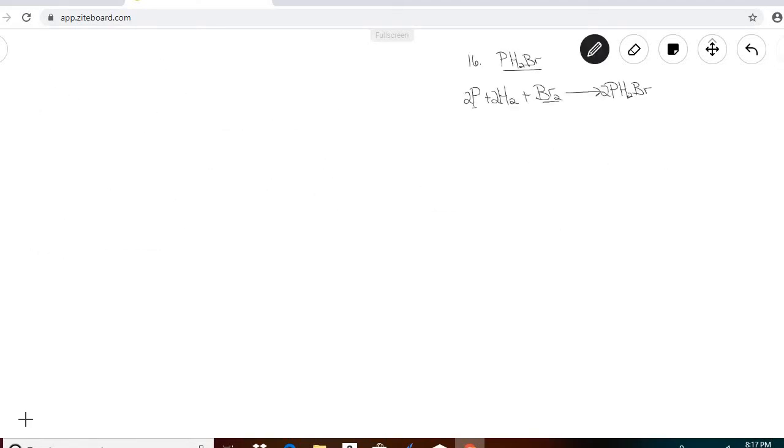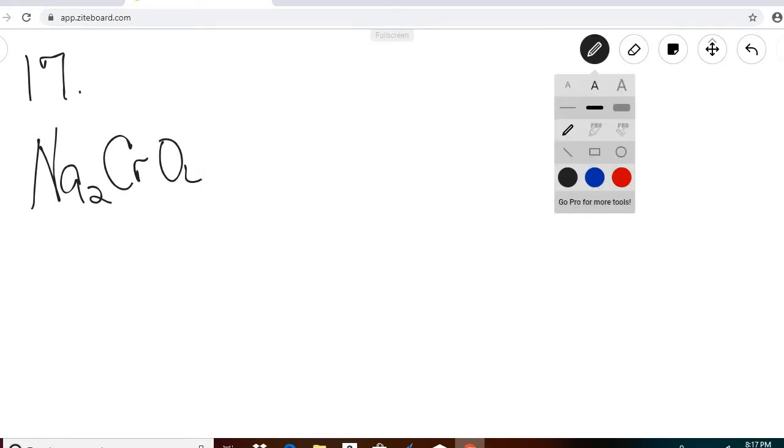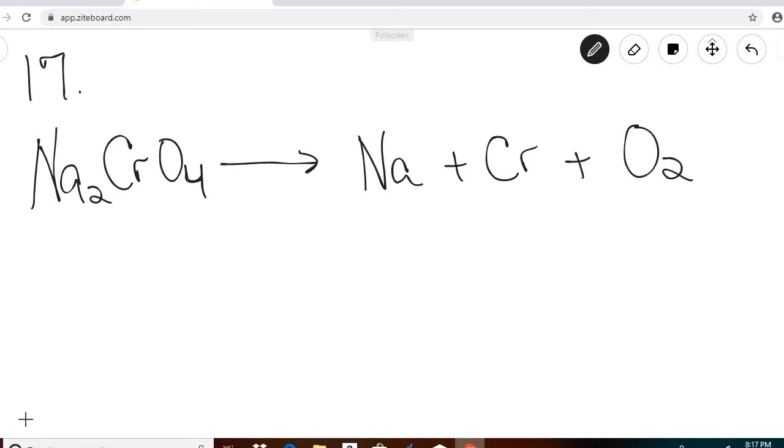Okay, number 17. Write the balanced equation for the decomposition of Na2CrO4. So decomposition is just going to be, it's going to decompose into its elements. So it's going to decompose into sodium plus chromium plus oxygen, and oxygen is a homonuclear diatomic.